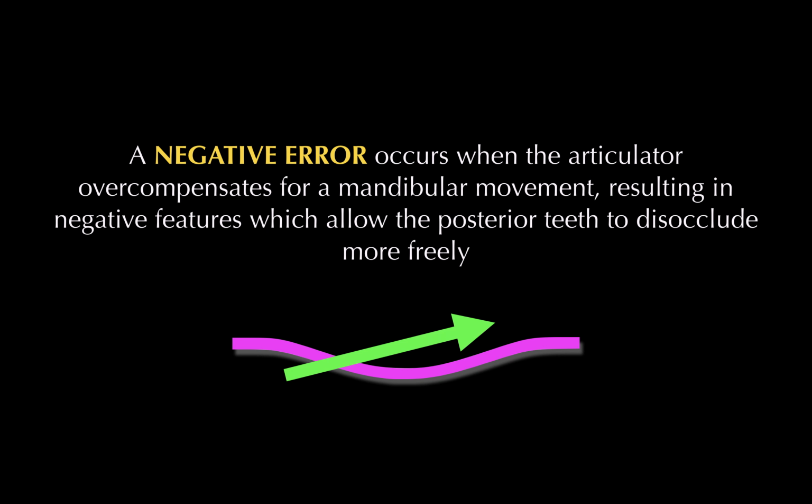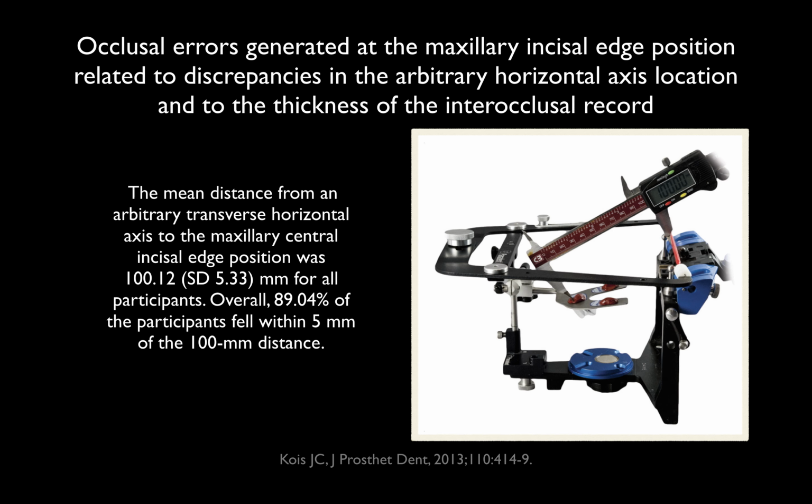So what did Kois do? Well, Kois, on a number of patients, took a Panadent facebow. And then he derived an arbitrary transverse horizontal axis and measured the distance to the maxillary central incisal edge and found it to be about 100 millimeters. And this was true for about 90% of the participants.